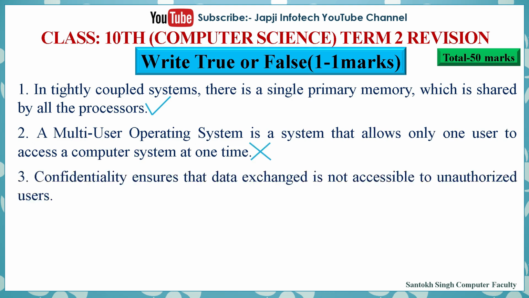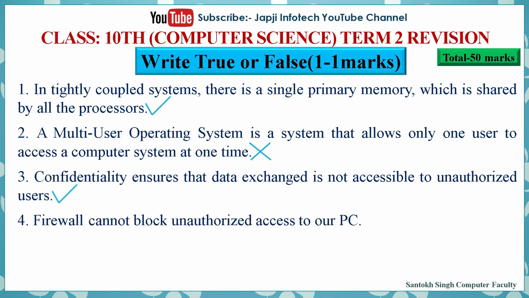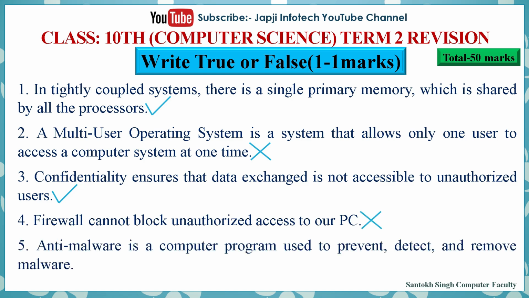Wrong. Third one is: confidentiality ensures that data exchange is not accessible to unauthorized users. Right. Fourth one is: a firewall cannot block unauthorized access to our PC. Wrong. Fifth one is: anti-malware is a computer program used to prevent, detect and remove malware.